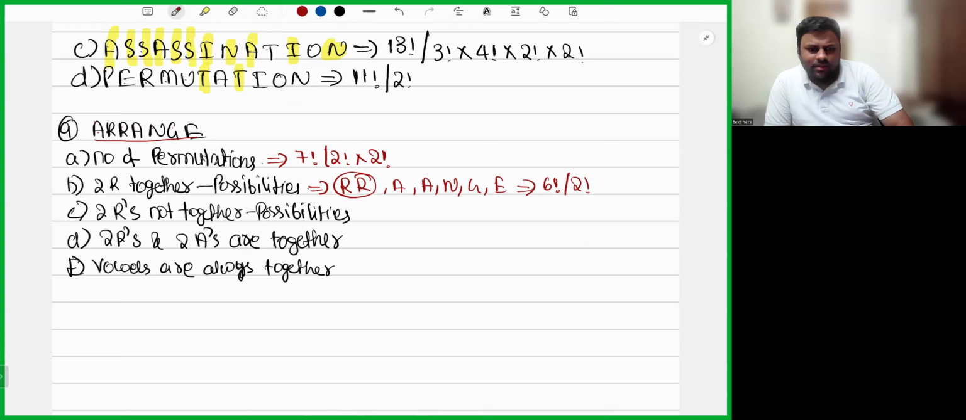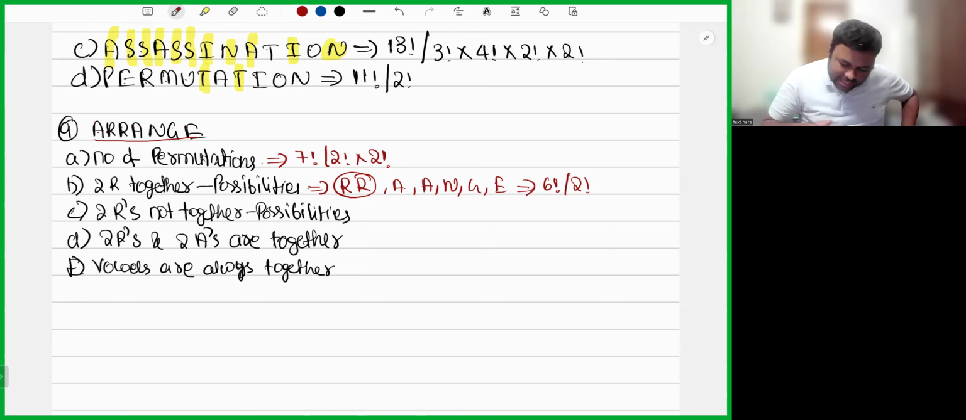These are 7 letters in the word ARRANGE: A, R, R, A, N, G, E. So 7 factorial by 2 factorial by 2 factorial. First one. Next one, 2 R's together. So you join 2 R's together. 1, 2, 3, 4, 5, 6. 6 factorial. Since A is repeated 2 times, I'm dividing by 2 factorial.